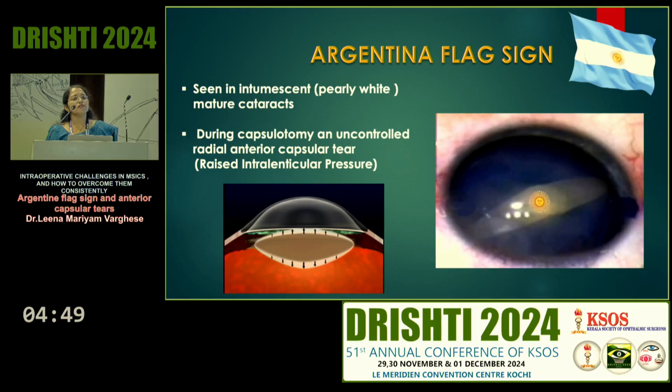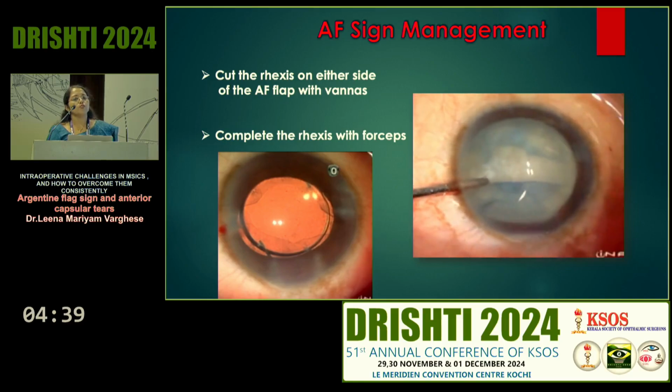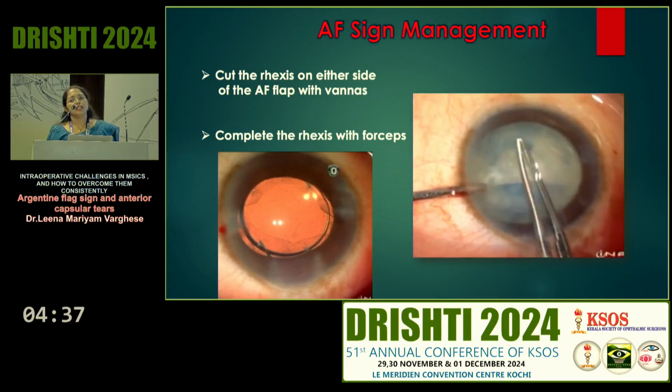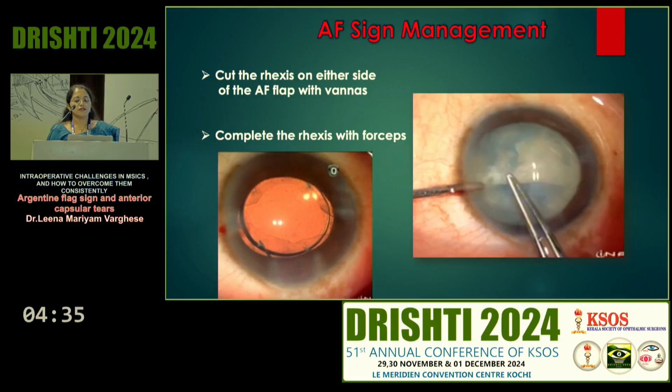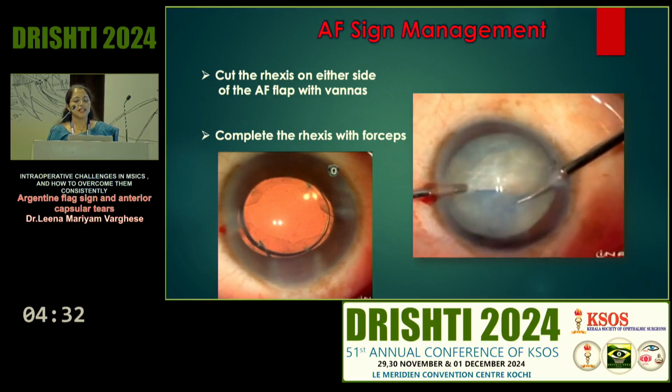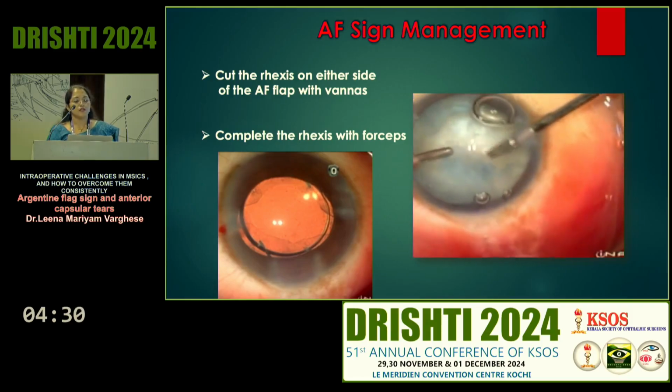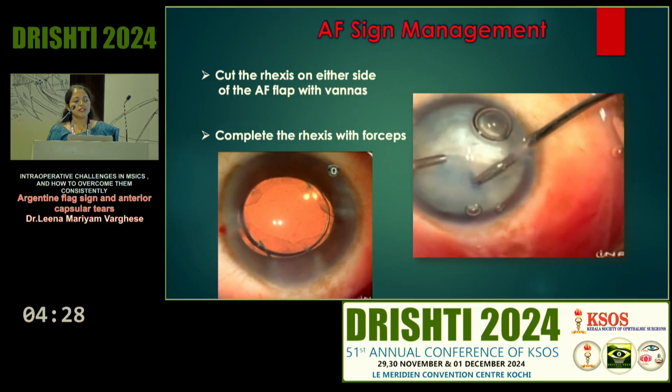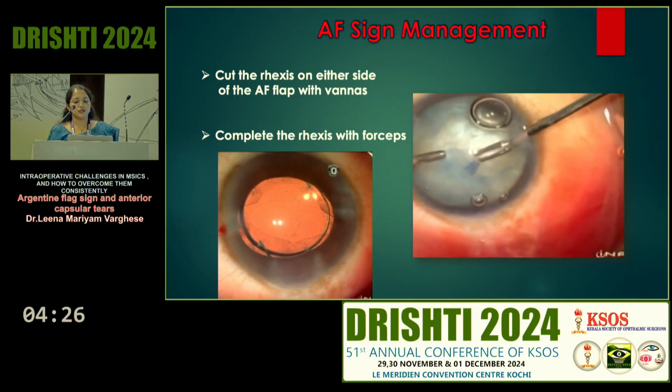Now, an Argentina flag sign is formed when there is too much intralenticular pressure in an intumescent cataract, and this causes an uncontrolled radial tear of the capsulotomy. So once you have an AF sign, what do you do? You cut the rhexis on either side of the AF flap with Vannas or micro rhexis scissors, and then enlarge it with the help of a forceps. Make sure that the capsule is flat and you use viscoelastic.